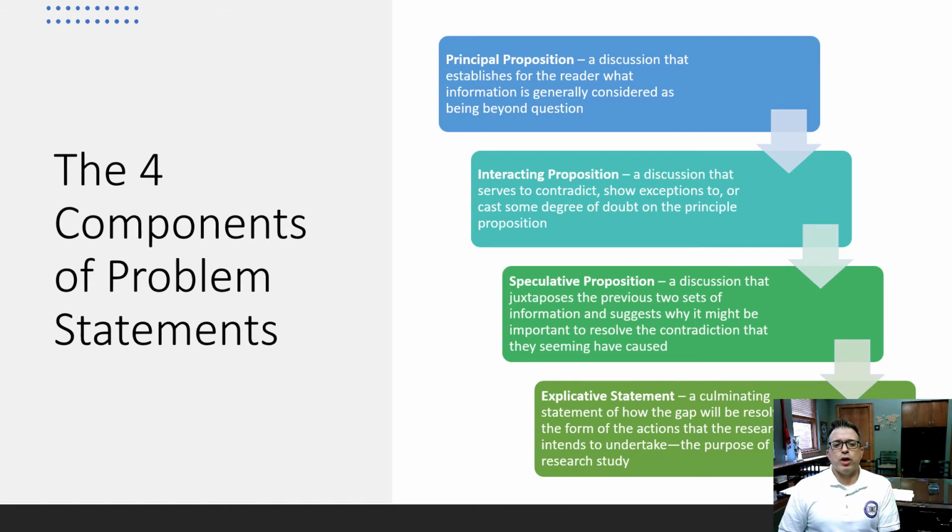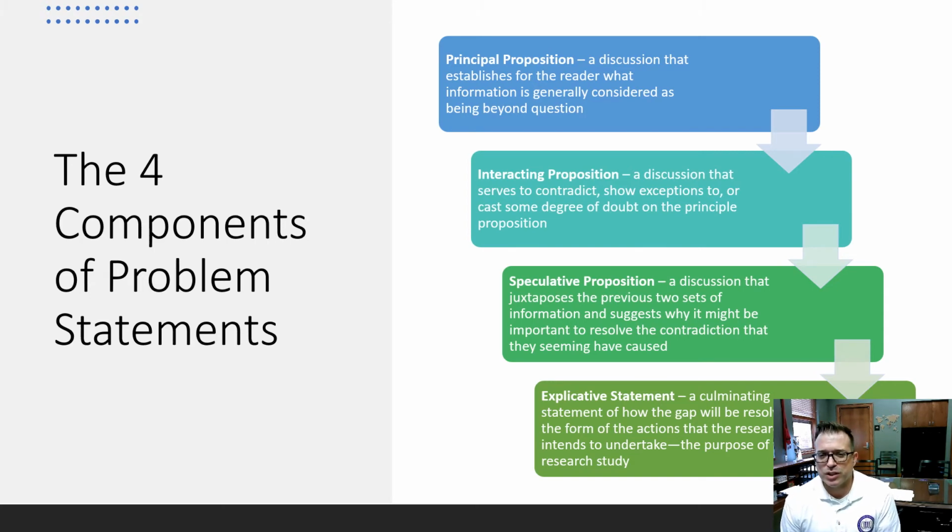So let's think about the 4 components of a problem statement. You don't necessarily have to write this all out, but I think it's helpful for thinking about it. So a principal proposition, a discussion that establishes for the reader what information is generally considered as being beyond question. So what is it that we know? Interacting proposition, a discussion that serves to contradict, show exceptions to, or cast some degree of doubt on the principal proposition. So this is everything we think we know about this. This seems to problematize that first proposition.